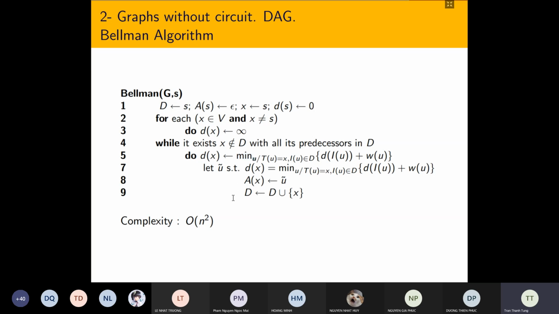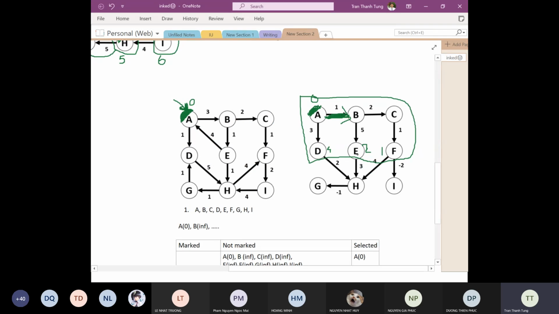After we do that, the distance to that node x, in our case here H, is equal to the min of the sums, and we put it in the marked set. So if we take H and put it in the set, that is the situation that may happen. So the Bellman algorithm, we do it a bit differently. Now let's run the Bellman algorithm together.